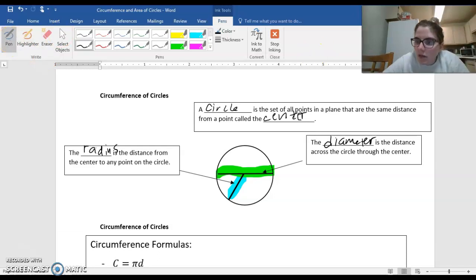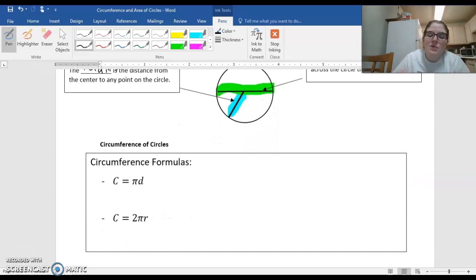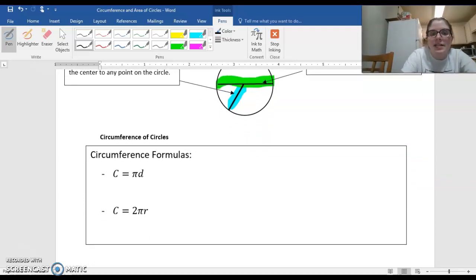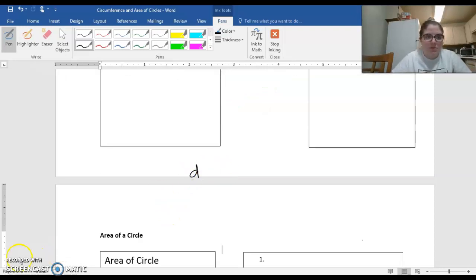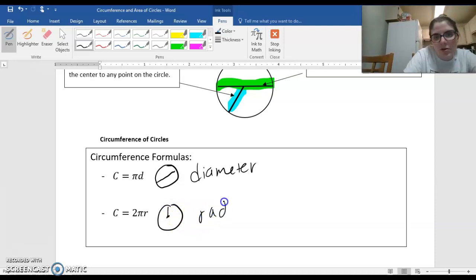So if we look at our formulas, there are two different formulas. The first formula is the circumference equals pi times diameter. You use this when they give you a line that goes all the way through, so this is when they give you the diameter. The next one is circumference equals 2 pi r, and you use that when it goes only halfway through the circle, and that is what is called our radius. When it goes all the way through, that's the diameter.